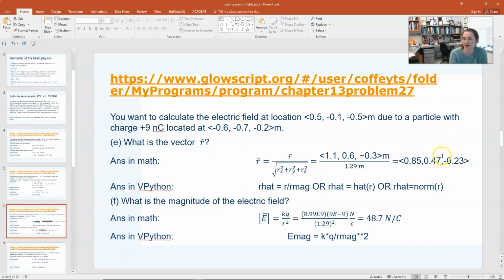And it's 0.85, 0.47, and minus 0.23. That's our unit vector. Now, how would you do that in VPython? Well, I created a new variable. I called it r hat, to indicate my unit vector. And you can do it one of several ways.